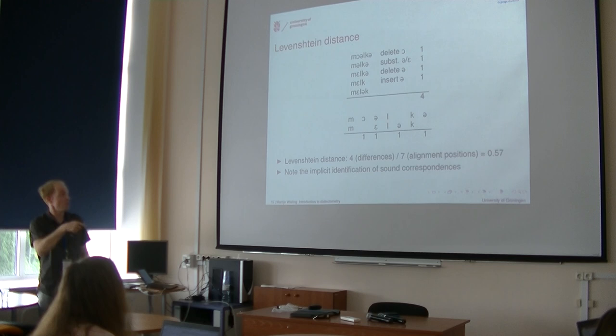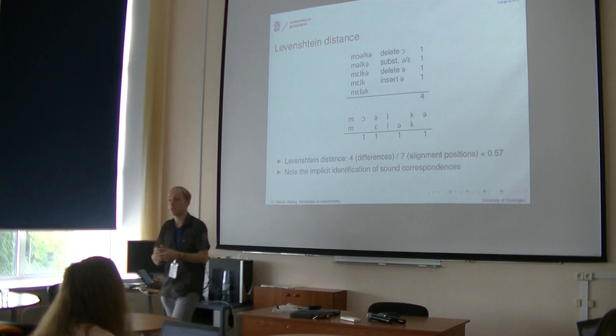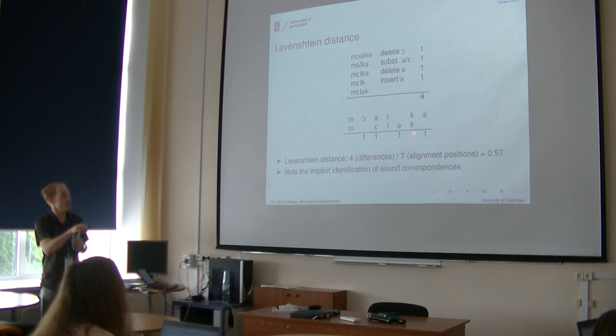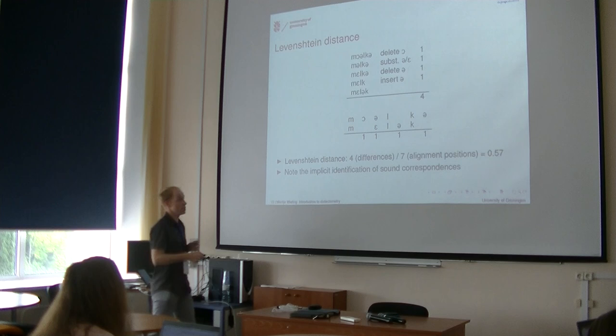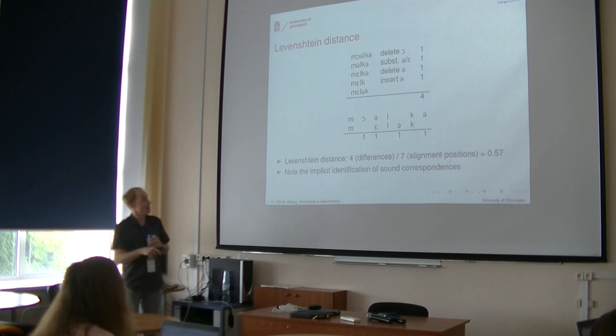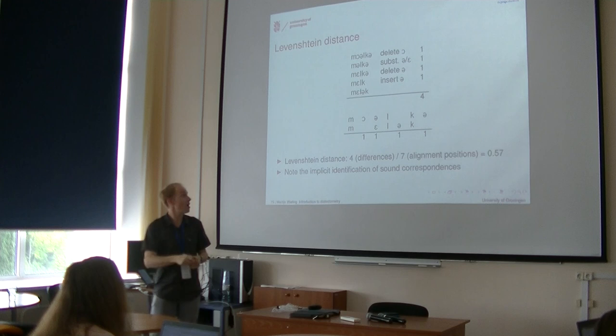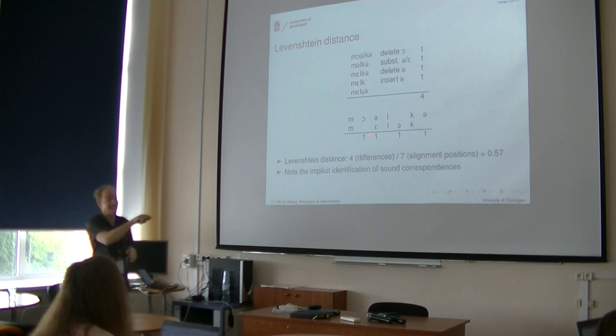So how do we quantify this? You would say, well, if you have longer strings, it's more likely to have differences. Yes. And that's why we divide it by the alignment length. So we have 1, 2, 3, 4, 5, 6, 7 positions here. So we have a Levenshtein distance of 4, and we divide it by 7 for the alignment positions. So we get a normalized Levenshtein distance of 0.57. And the nice thing is that this distance automatically generates sound correspondences. By having lots of words and lots of locations, you can see how often certain sounds correspond together. So how often do the schwa and the e co-occur? We can count it.